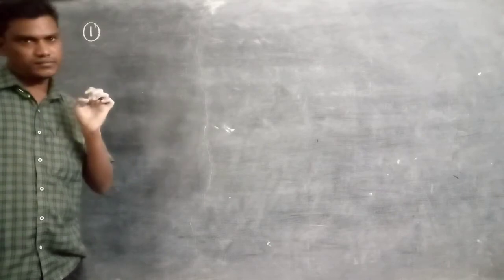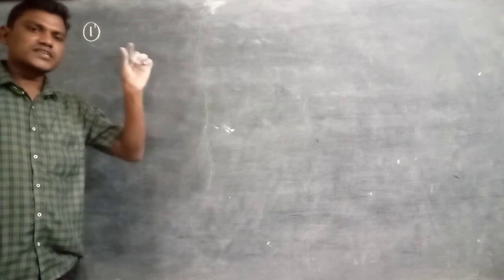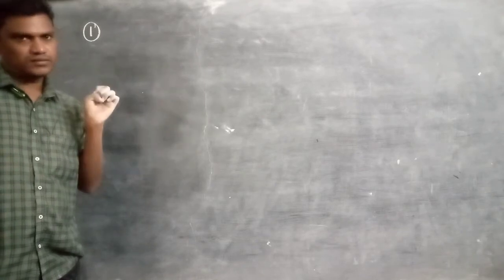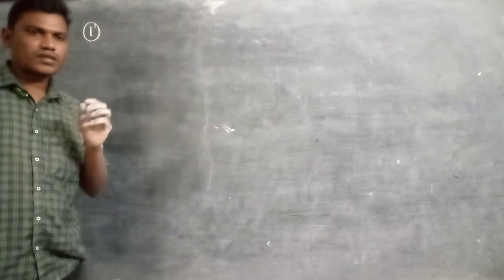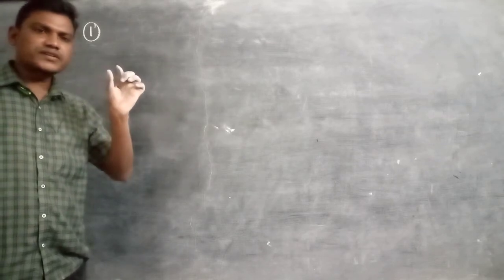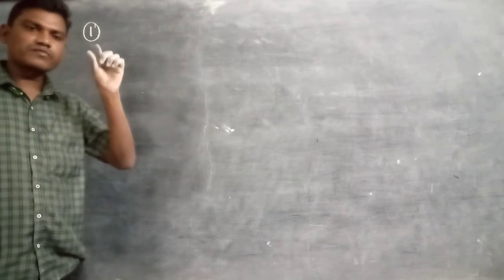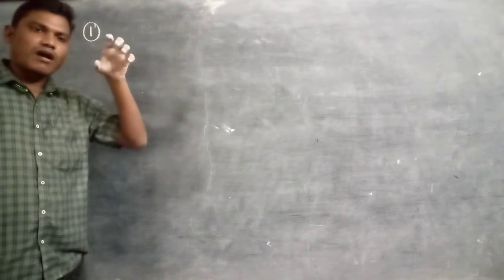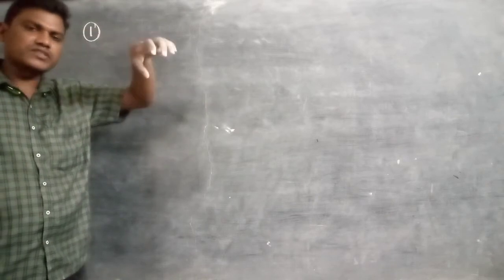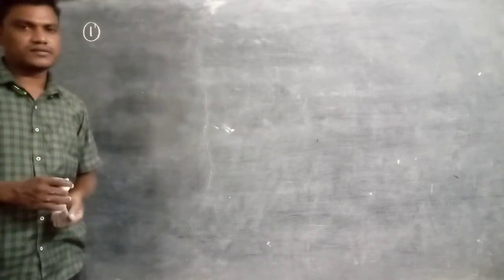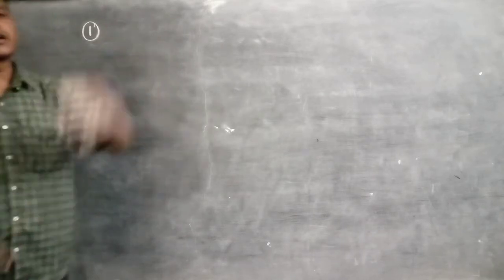A body of mass 10 kg moves with 50 meters per second. Simple as that. A body of mass 10 kg moves with 20 meters per second. What is the momentum of the body?